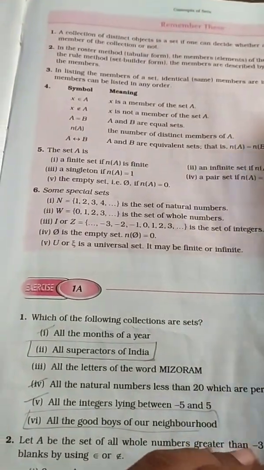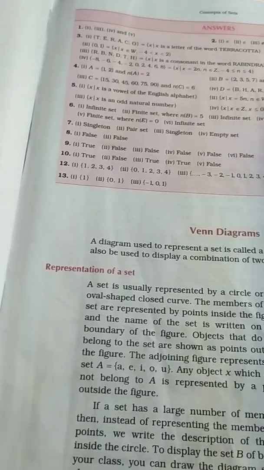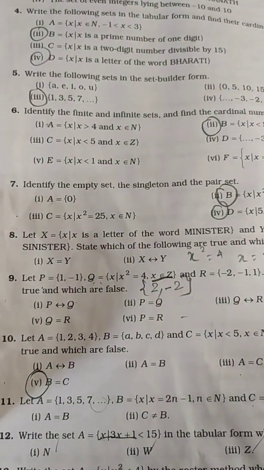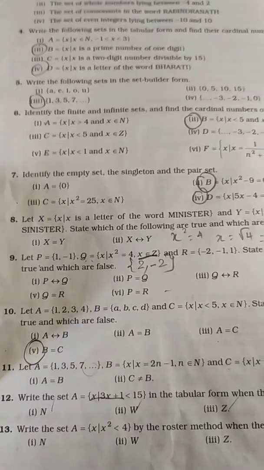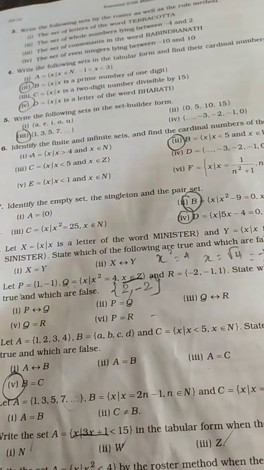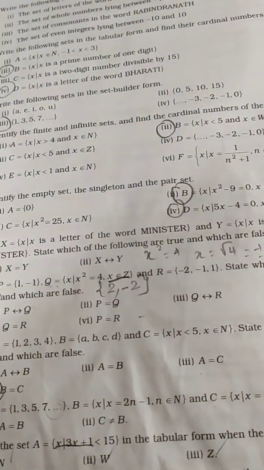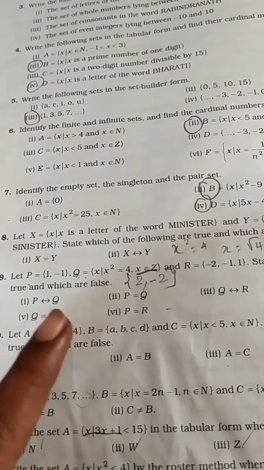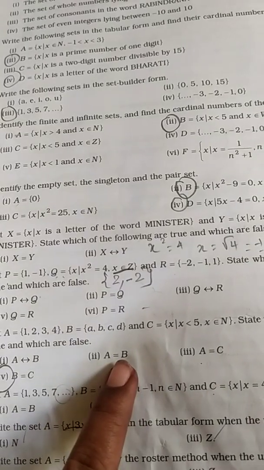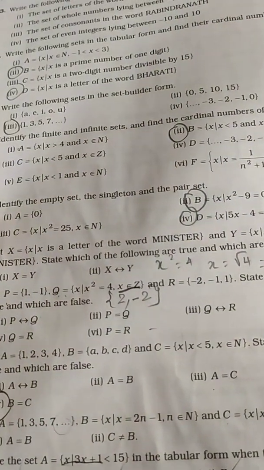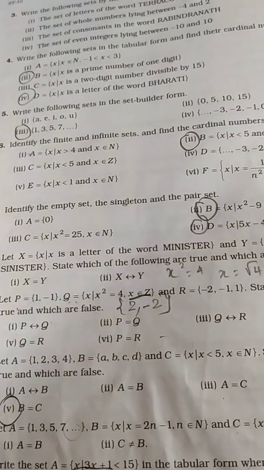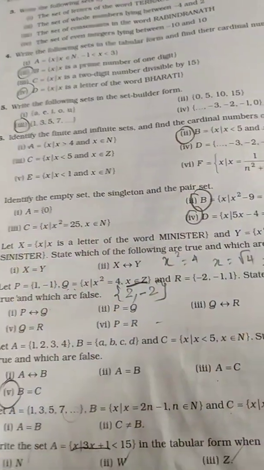In exercise 1A, you have choose the best answer, so learn it. And here you have problems from 6 to 13. These problems are important and they specifically say A equivalent to B, A equal to B, like that. Properties. So when you learn the properties, it will be easy for you to solve the problems.